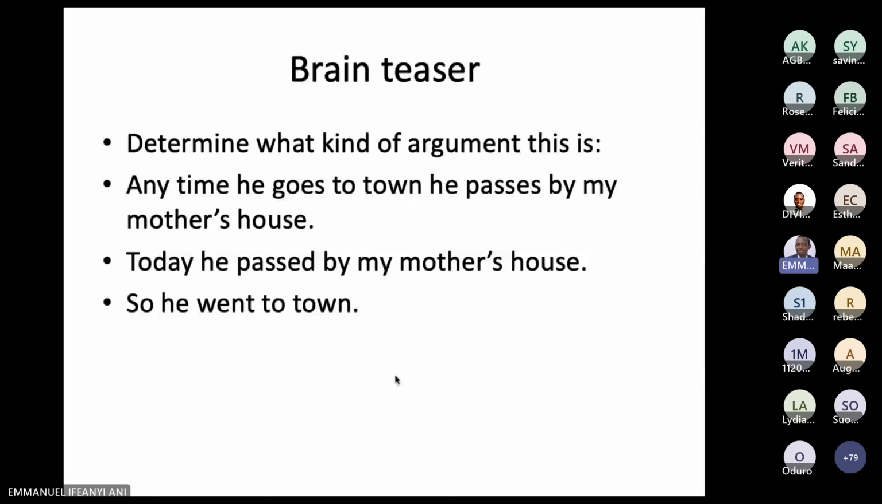So I'm giving you 2 minutes to work it out. Find out the major premise, then find out the antecedent and consequent. And then that will tell you what kind of argument it is.